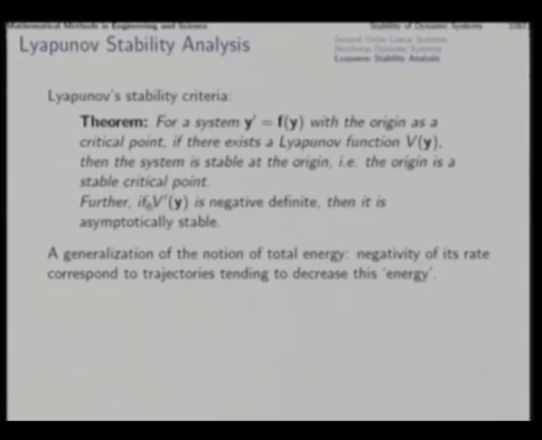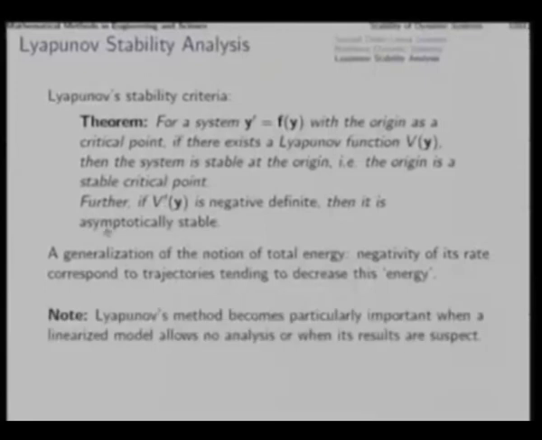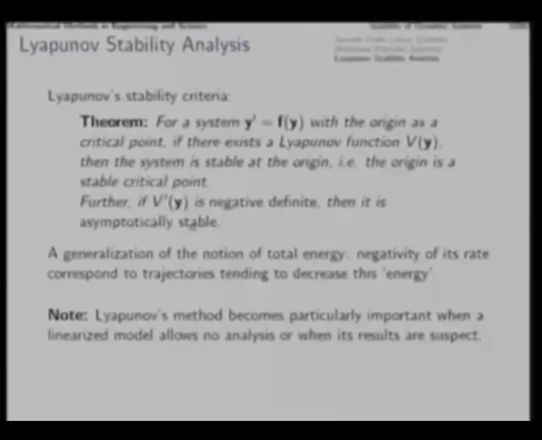Further, if v prime is not simply negative semi-definite but negative definite, then that will mean that energy will not only be non-increasing, but it will actually decrease, and in that case the trajectory will actually approach the critical point, and it is asymptotically stable. So it is a generalization of the notion of total energy. Negativity of its rate corresponds to trajectories tending to decrease this energy.